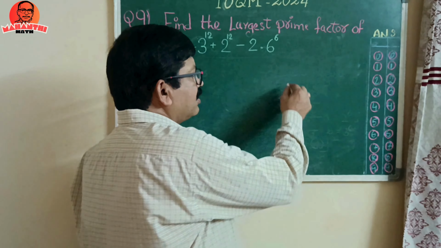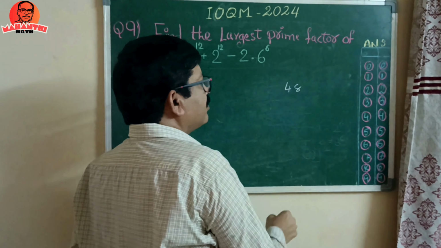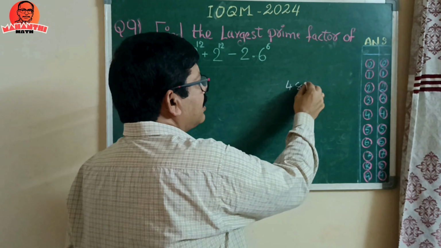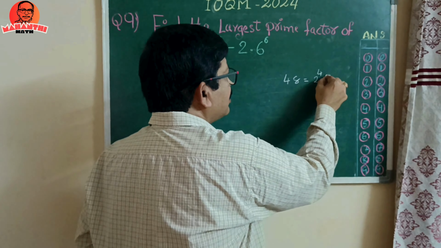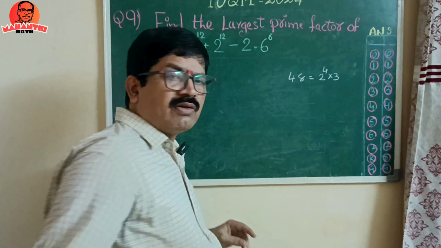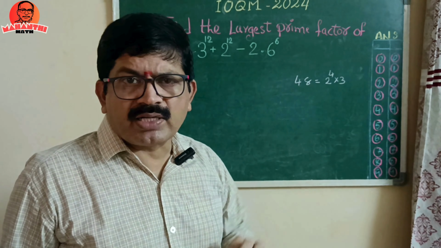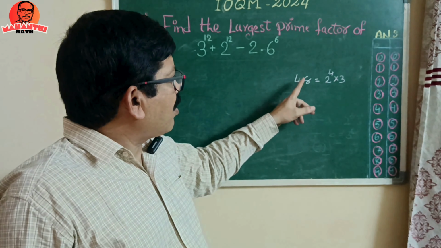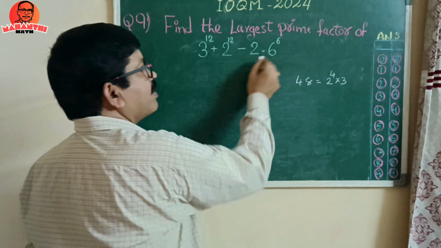For example, you take any number, 48. Write the prime factorization of this one. This is 16 into 3. 16 means 2 power 4 into 3. This is the prime factorization of 48. So only 2 and 3 are the prime factors of 48. Out of that, 3 is the largest. So 3 is the largest prime factor of 48. Like that we have to tell for this number.